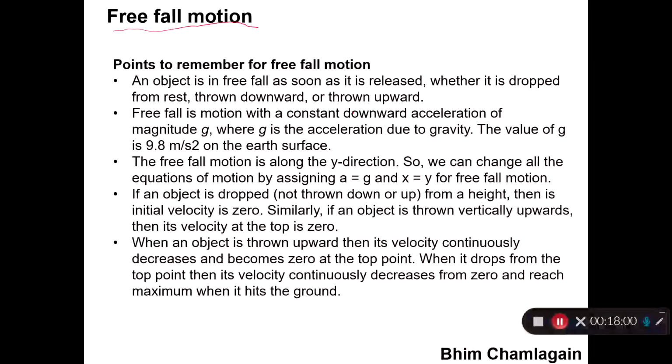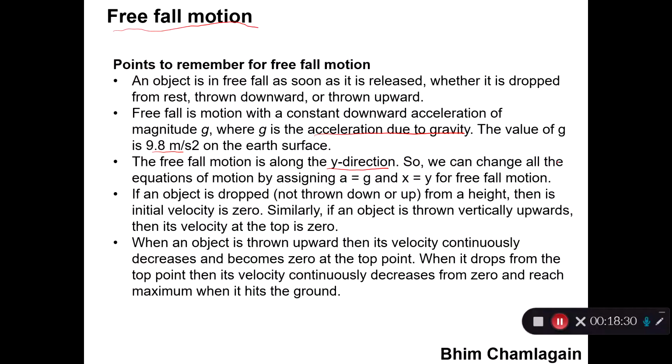Free fall motion is constant downward accelerated motion, and its acceleration is equal to the acceleration due to gravity, which on Earth is a constant quantity, and the value of g is 9.8 meter per second squared on the Earth's surface. Its value is different for different planets as well as on the moon's surface. And free fall motion is along the y direction.